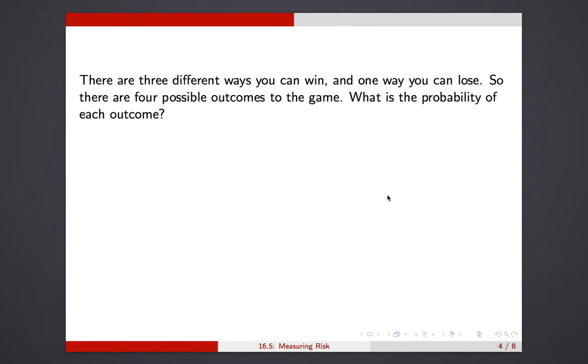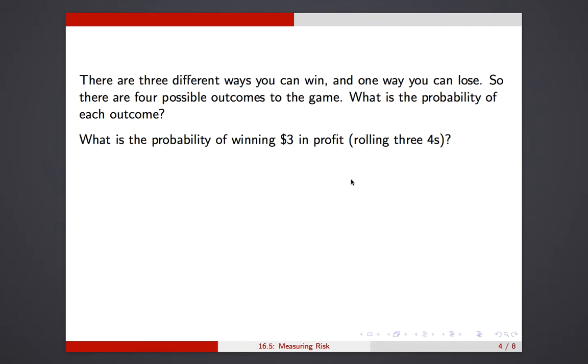There are 3 different ways you can win, as we've already pointed out, and 1 way you can lose. Therefore, there are 4 possible outcomes to this game. What is the probability of each outcome? We're going to spend some time computing these probabilities for the next few minutes. What's the probability of winning $3 in profit? This is the best outcome for you, obviously. It's the most money you can win. And equivalently, what is the probability of rolling 3 4s?